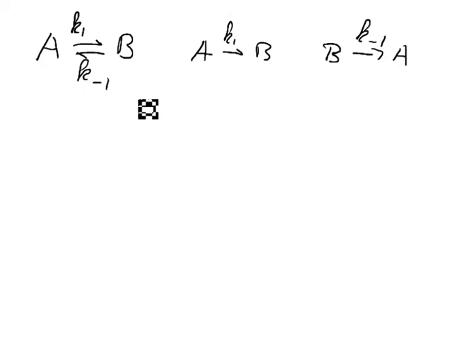A is converted into B with a rate constant K1, and B is converted into A with a rate constant of K minus 1. We can break this more complex reaction down into two elementary reactions, where A is converted into B with K1, and B is converted into A at a rate constant K minus 1.